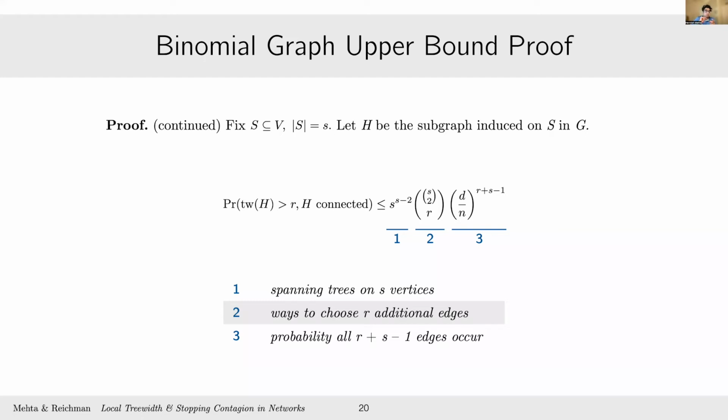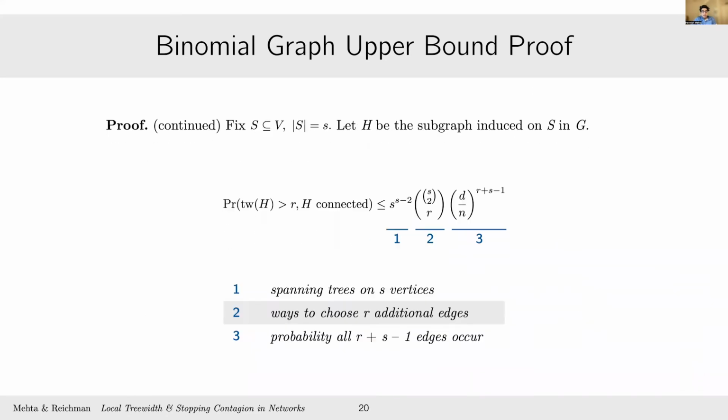And then, because it has tree width greater than R, we know that we must have at least R additional edges. So we count the total number of ways to choose R additional edges, and then we multiply that by the probability that all R plus S minus 1 edges occur in the graph.